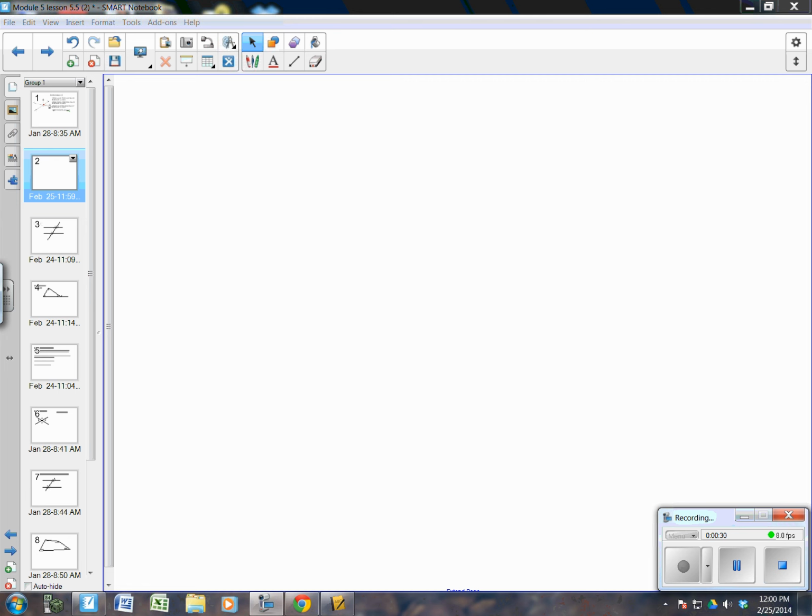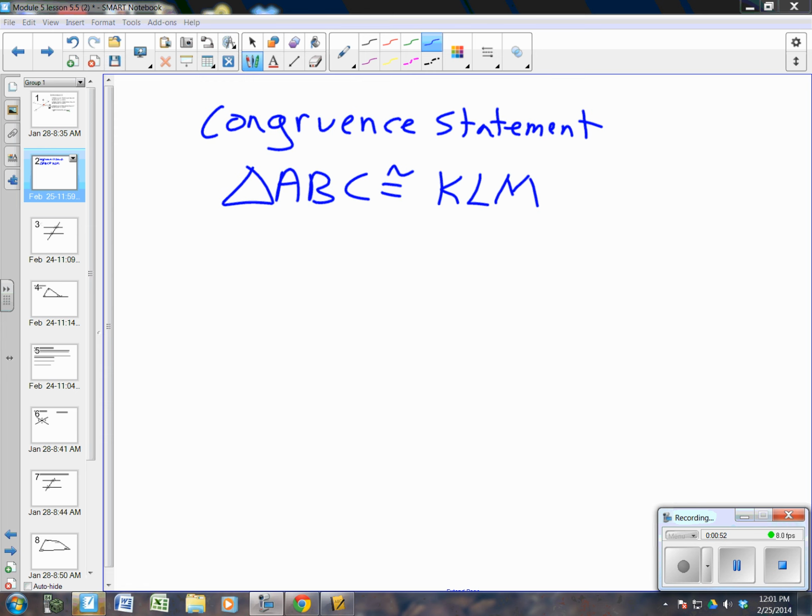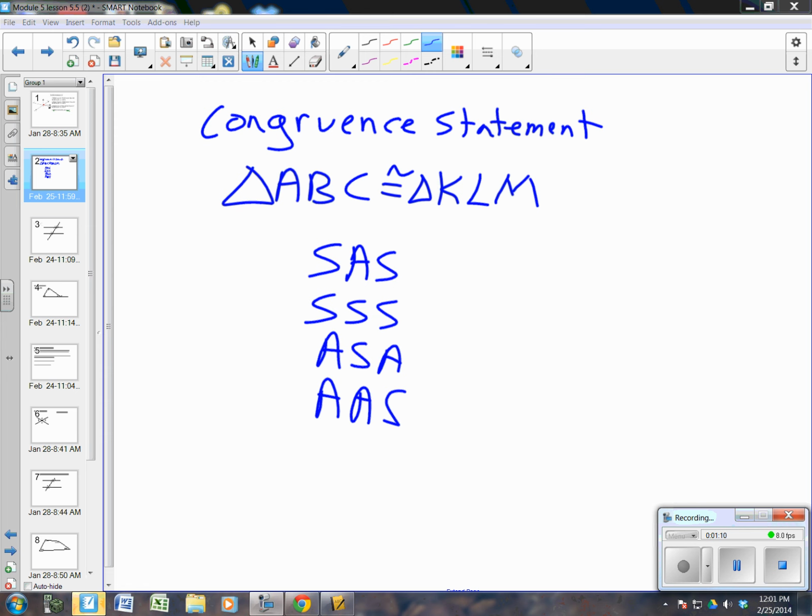On problems 8 through 10 on 5-4, all you had to do was write a congruent statement. A congruent statement, if you remember right, would be something like triangle ABC is congruent to triangle KLM. That's a congruent statement. It says name the pattern that you use. That would be something like side angle side, or side side side, or angle side angle, or the other one is angle angle side. Those are the four that you could use for naming your congruence pattern.